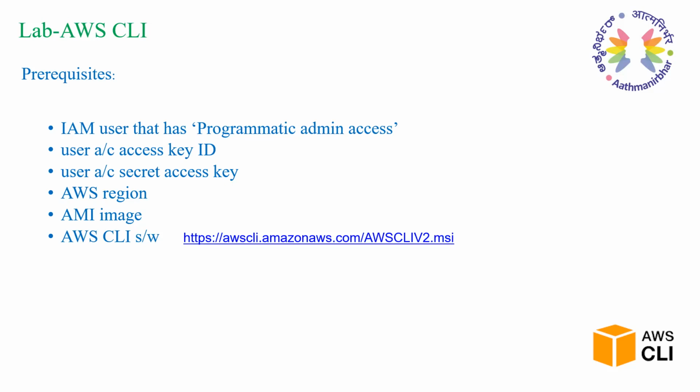Next, we need to have the user account access key ID, that is the username of this IAM user, and secret access key, that is the password of this IAM user, AWS region, where you want to deploy your resources in AWS cloud, and AMI image, that is Amazon Machine Image. It is a template ID that determines the operating system that you want to have in the virtual machine, whether it is Linux or Windows based operating system.